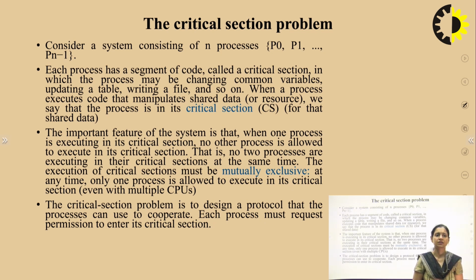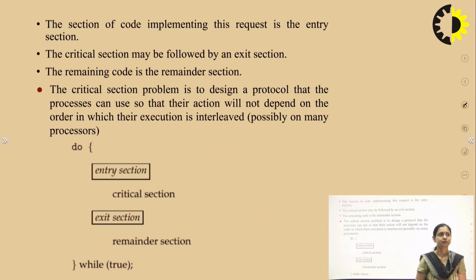If many processes are there, then out of those only one process will enter into the critical section and do the execution. Once that process comes out of the critical section, only then will another process enter into the critical section. A section of code that implements the request to enter into the critical section is known as the entry section.